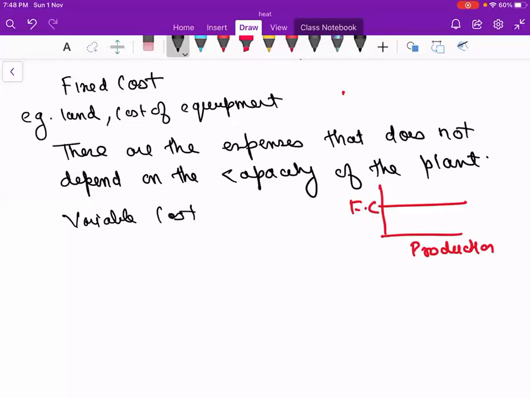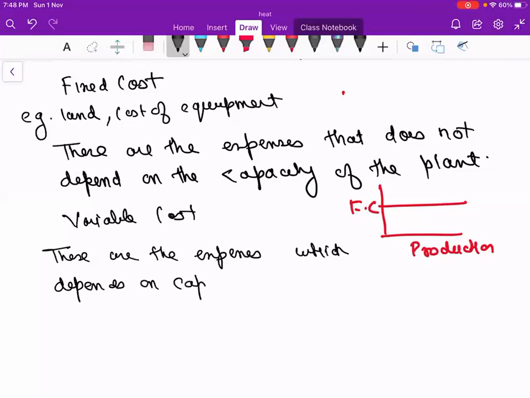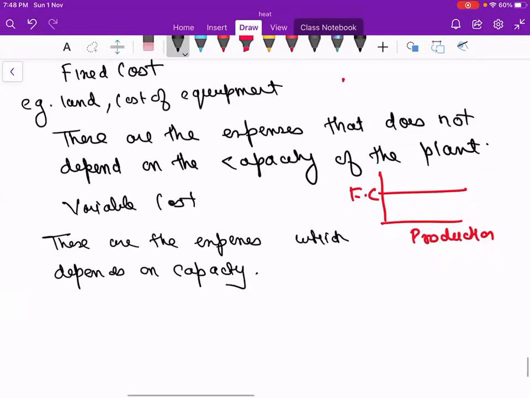Okay, second is the variable cost. So what is variable cost? These are the expenses which depend on capacity. Okay, on capacity. So what will its graph look like? This graph will be increasing. So this is variable cost, this is production.